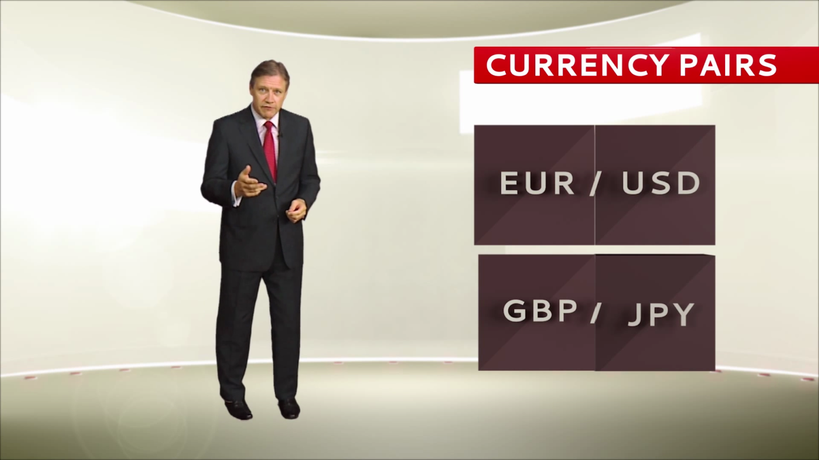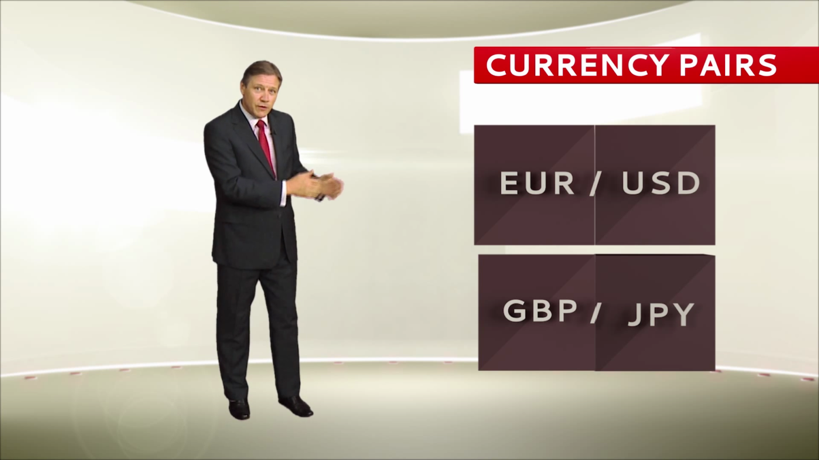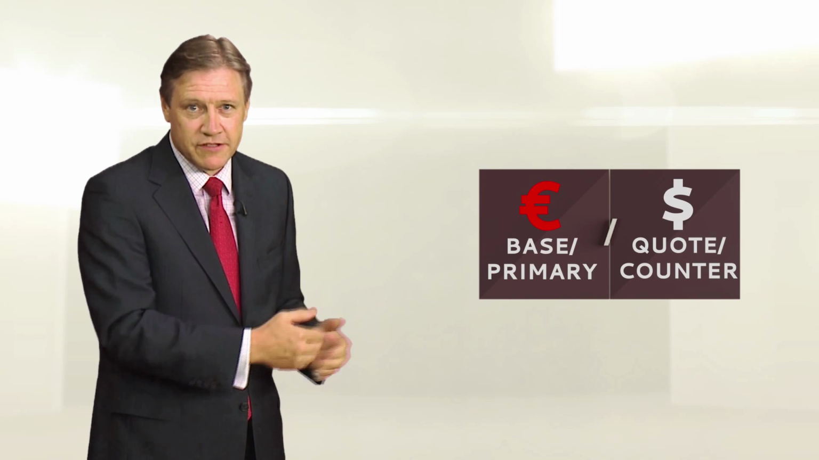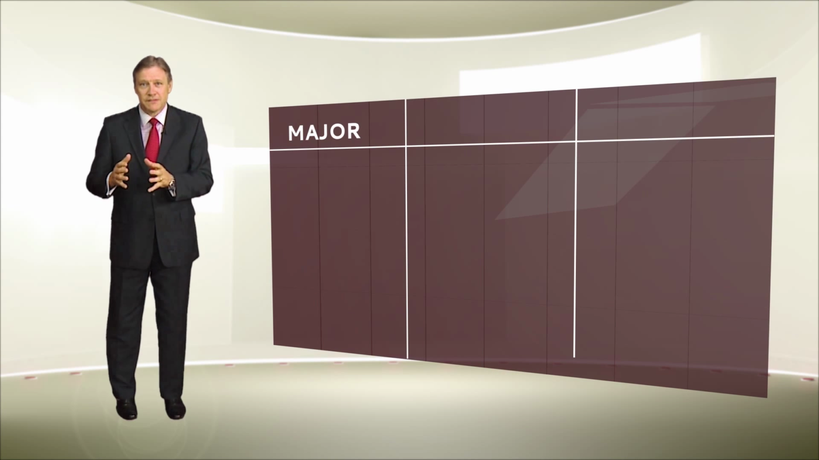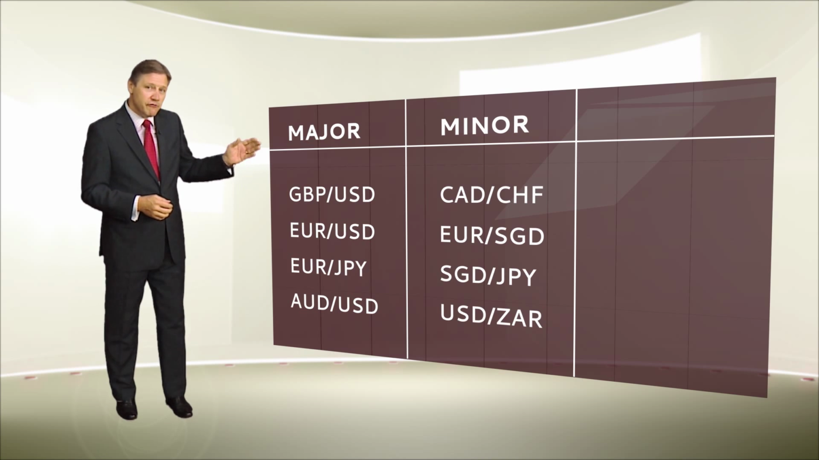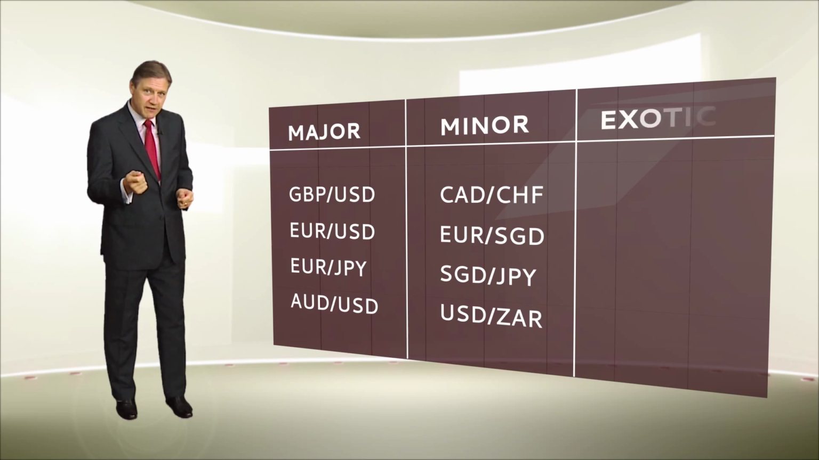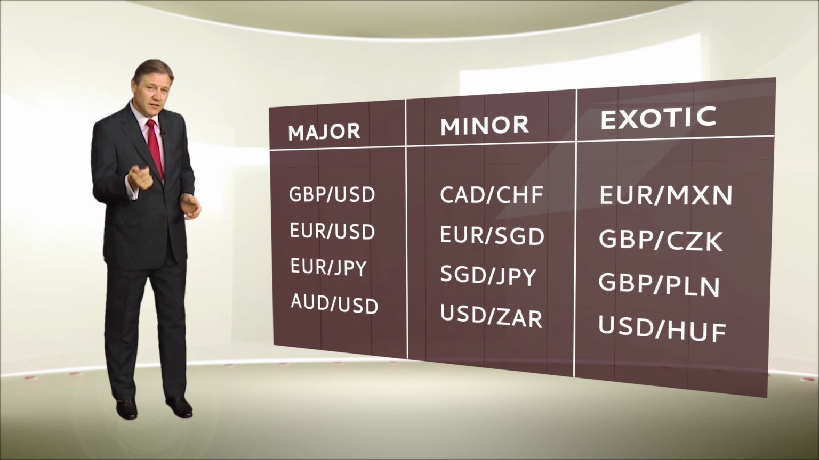The currencies themselves are represented by three-letter codes: USD for the dollar, EUR for the euro, JPY for the yen, and so on. On the left is known as the base or primary currency. On the right, the quote or counter currency. Popular pairs such as the pound versus the dollar are known as major pairs. Those traded less frequently are called minor pairs. They include currencies like the Swiss franc or the South African rand. And pairs containing emerging currencies such as the Mexican peso or the Polish zloty are called exotic pairs.